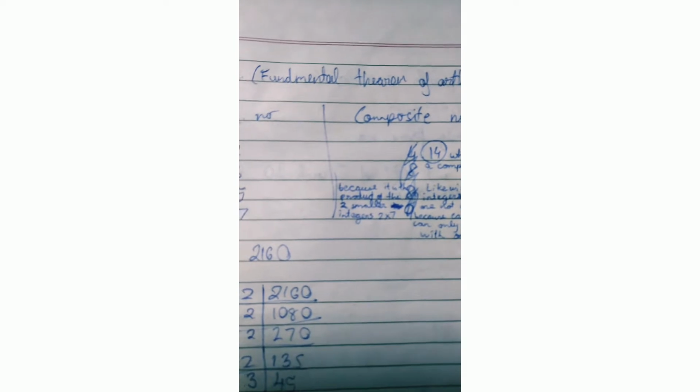What are composite numbers? First of all, what are composite numbers? Composite number, I have an example for it, like 14. Now, why is it a composite number? Because it is a product of two smaller integers, 2 into 7. You must have understood this guys.